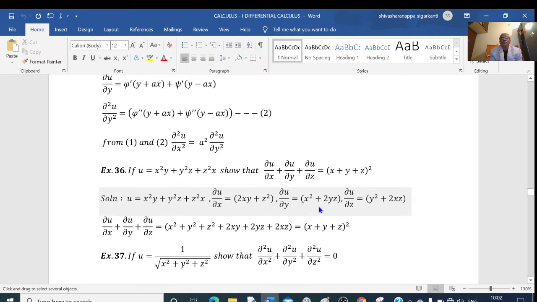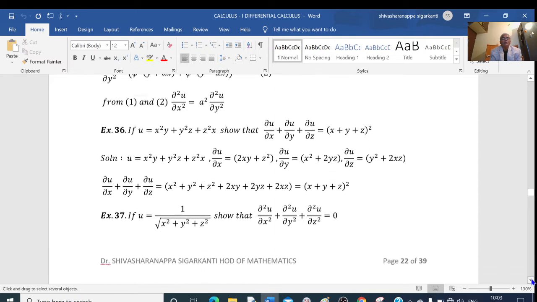Next, differentiation of u with respect to z: derivative of this is 0, here this is y² plus 2zx or 2xz. Y² plus 2xz. So we have ∂u/∂x, ∂u/∂y, ∂u/∂z. Just adding these three, we get x² plus y² plus z² plus 2xy plus 2yz plus 2xz. This is nothing but (x plus y plus z) whole squared. This is the required equation.